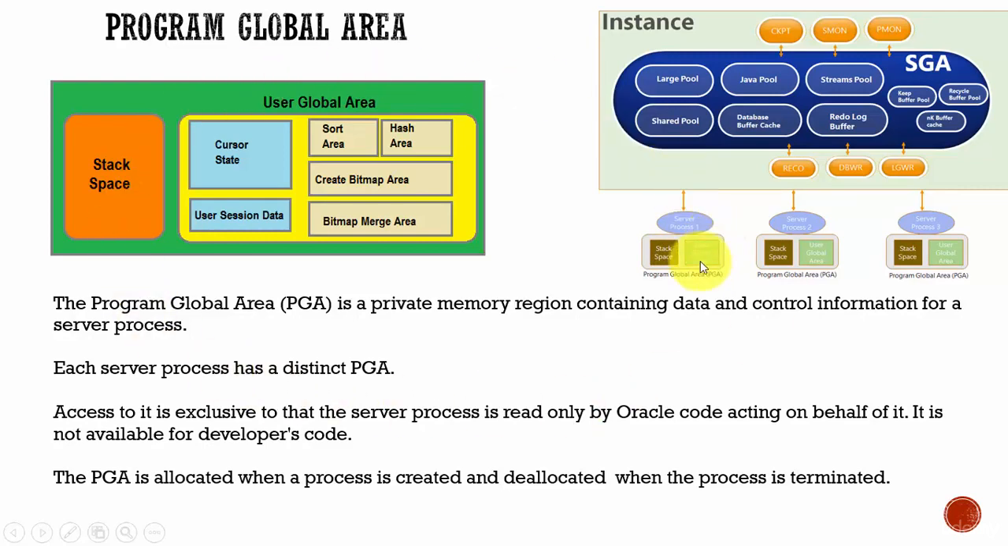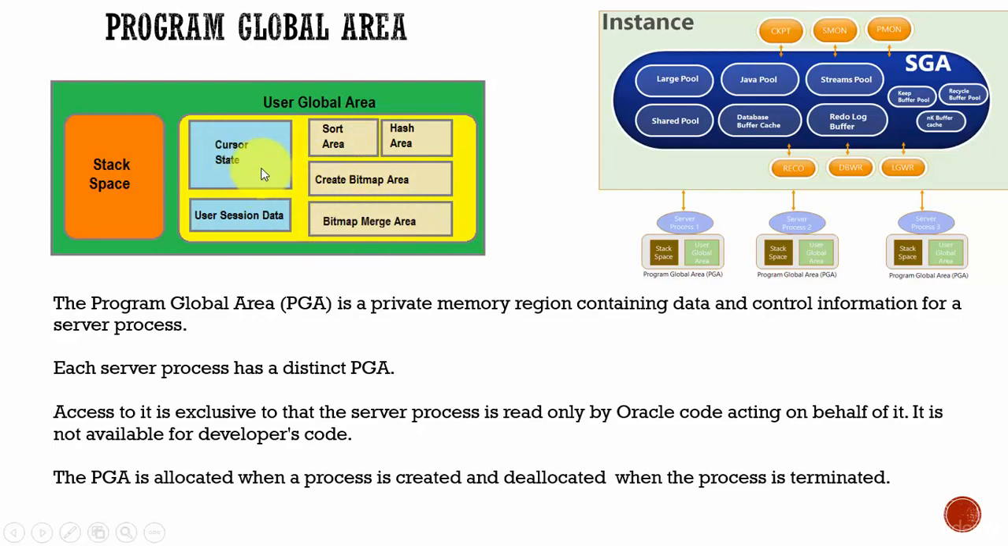And now within that program global area, we have small memory structures. The main one is the stack space. This stack space is used to hold all the session variables, the arrays, and some other important information. And here we have the user global area, which has cursor state, user session data, sort area, hash area, create bitmap area, bitmap merge area.